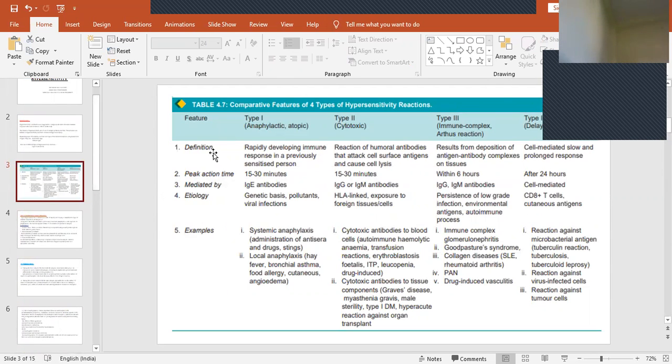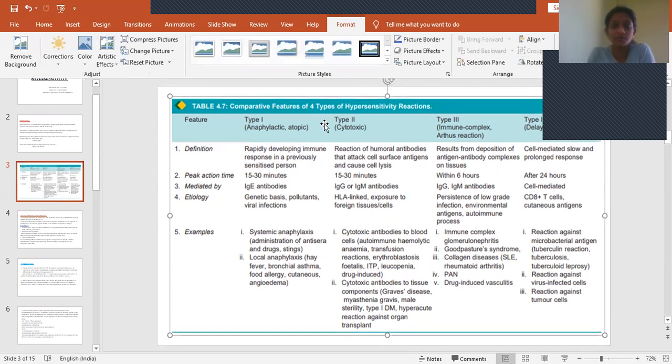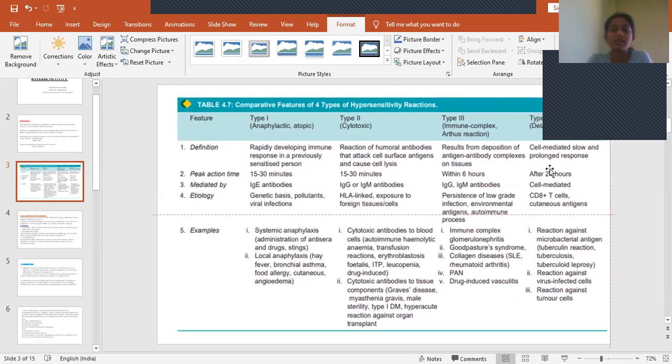So coming to type 1, it is also called anaphylactic reaction. Type 2 is called cytotoxic reaction. Type 3 is called immune complex reaction. Type 4 is called delayed hypersensitivity. So type 1 is a rapidly developing immune response in a previously sensitized person. As I said, first there is sensitization, and after the second contact, we can see this reaction. And type 2 includes humoral antibodies which will attack the cell surface antigens and cause cell lysis. In type 3, the antigen antibody complexes which are deposited into the tissues will cause this. And type 4 is a slow and prolonged response.